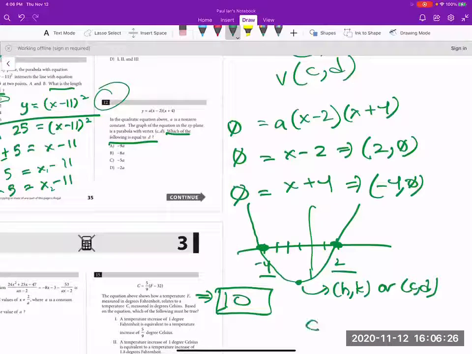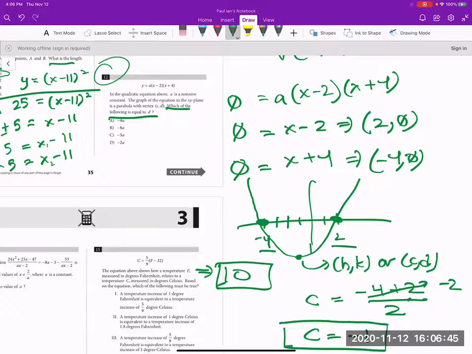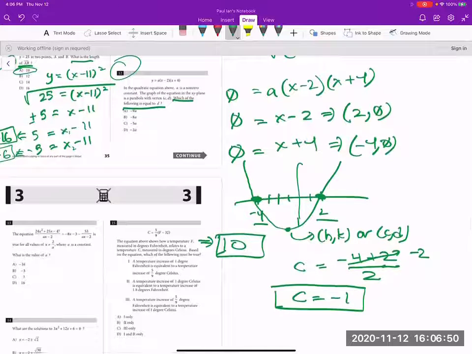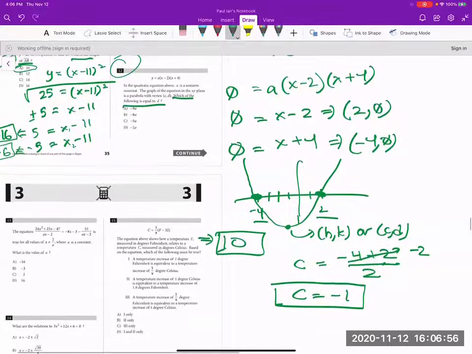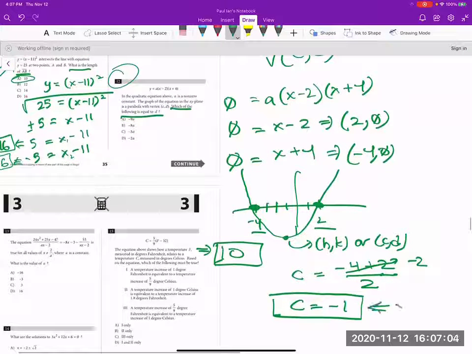So this C is -4 plus 2 divided by 2, right? Yeah. Because halfway. So that's -2 divided by 2, so it gives you -1. So you got C. Okay, and then what about? Let's see this one. Oh yeah, to get the D, you just plug it in to the equation because this is the Y. This is the X. You have to figure out the Y.